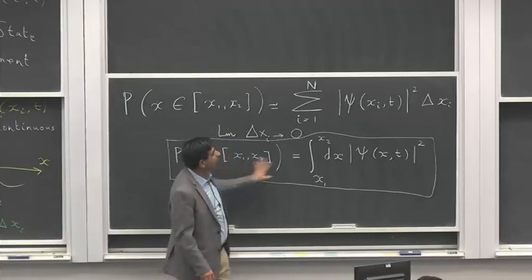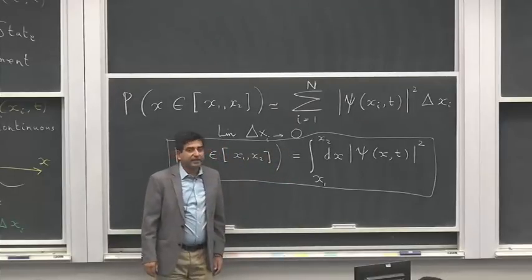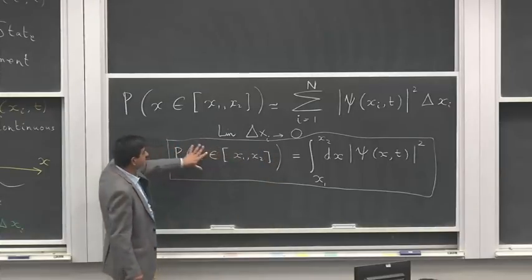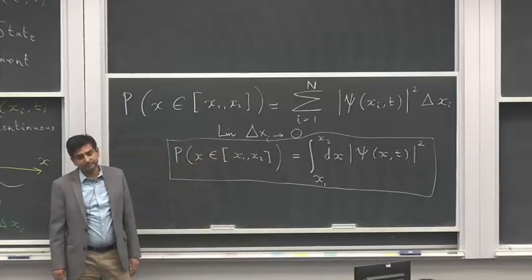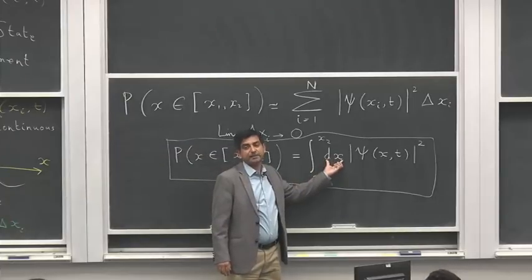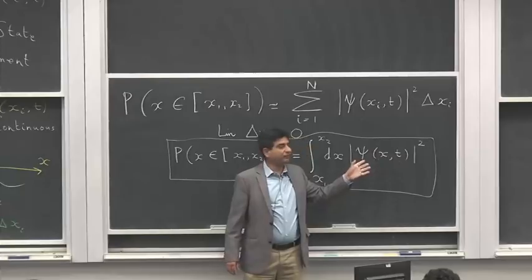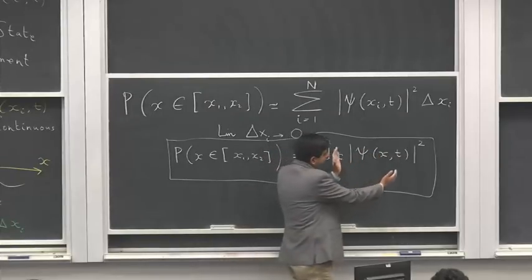But from this formula, you also recognize that on the left hand side, we have a probability. And on the right hand side, we have a length. Dx has dimensions of length. So what should this object have? What should be the dimensions of this object here?